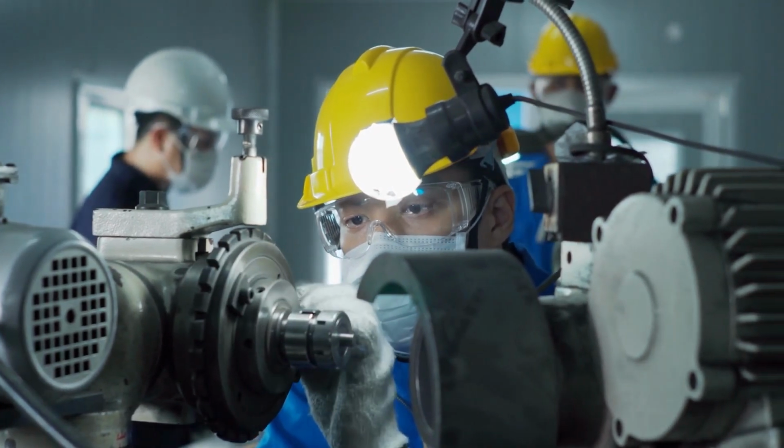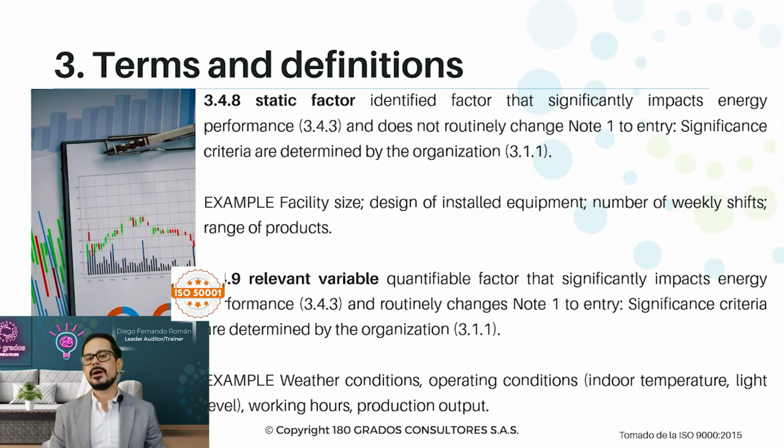Static factors and relevant variables are used in energy performance indicators, or EnPIs. Static factors are used to understand the context of the energy management system, while relevant variables are used to normalize the energy performance indicators. This allows for a more accurate quantification of energy performance.